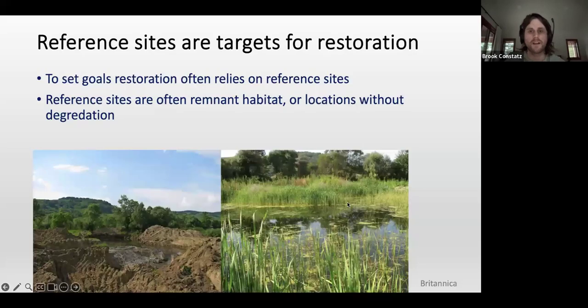A remnant site, oftentimes close to your restored site, is used because you're trying to find something that's possible within that context, and something that's realistic for you to restore towards. And so I'm going to be talking a lot about reference sites because a lot of things come up with how they're being used and how they can apply in different situations.